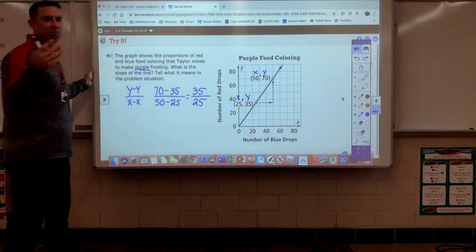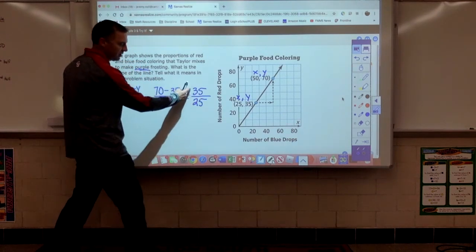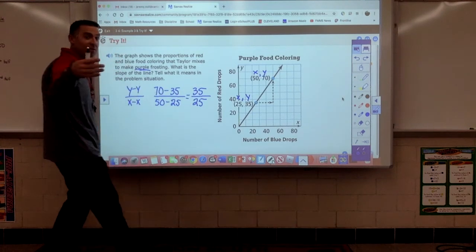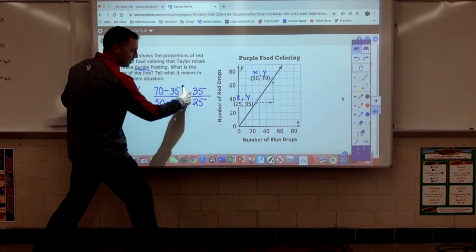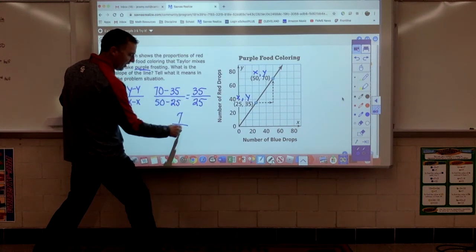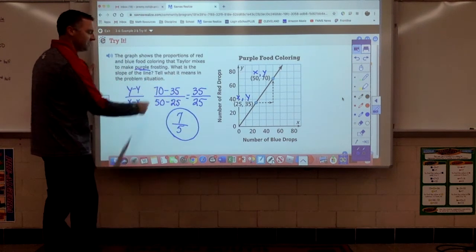Now, folks, with slope, we want to simplify it and leave it as an improper fraction. So simplifying this, these both have a common factor of 5. We can divide the 5 out, or just type it in your calculator and press enter. 35 divided by 5 is 7. 25 divided by 5 is 5.